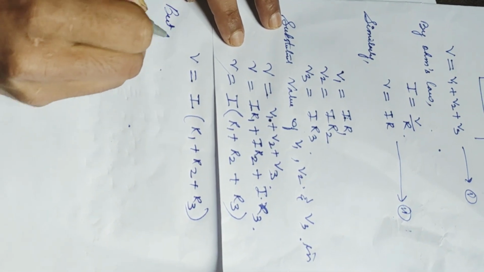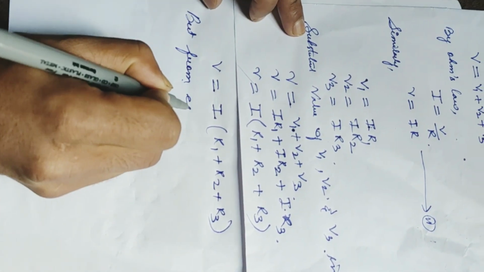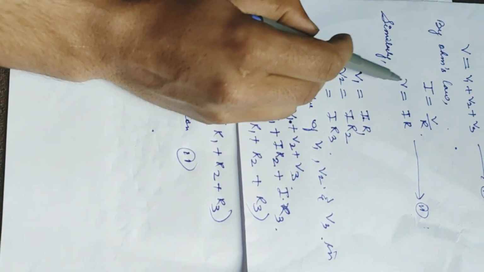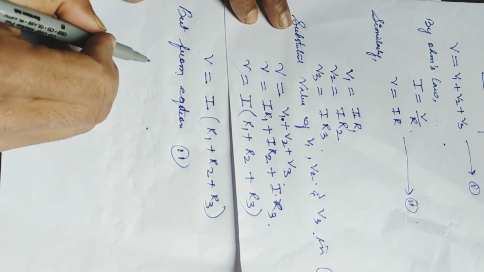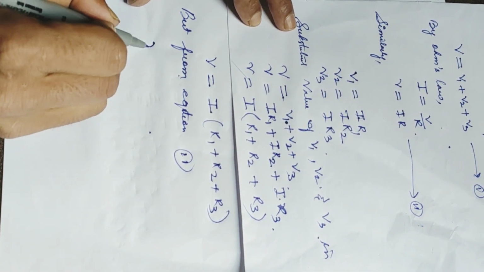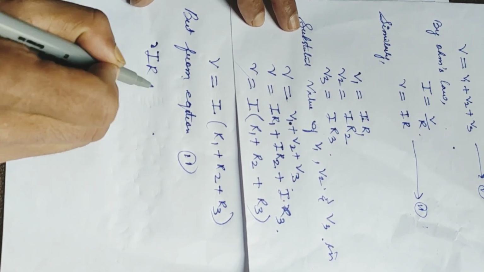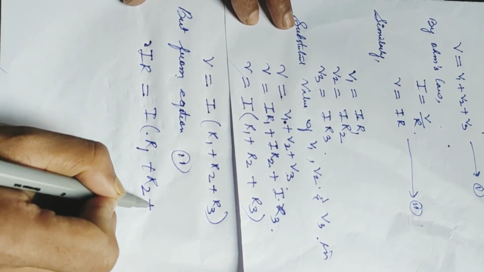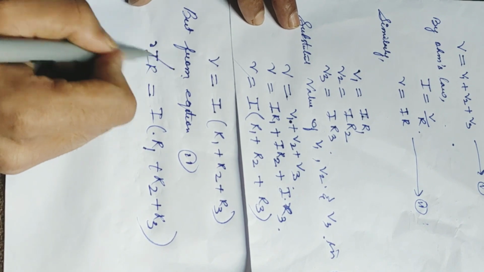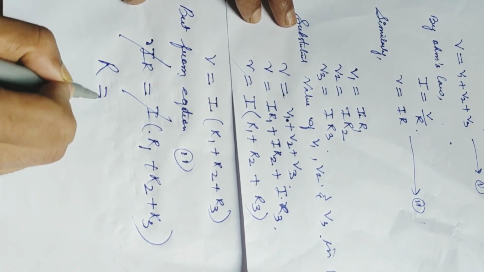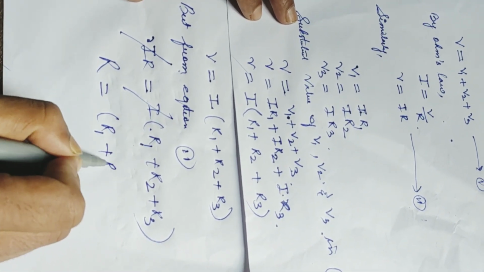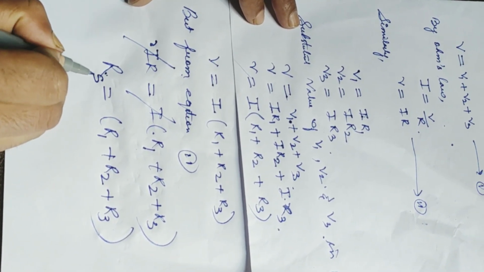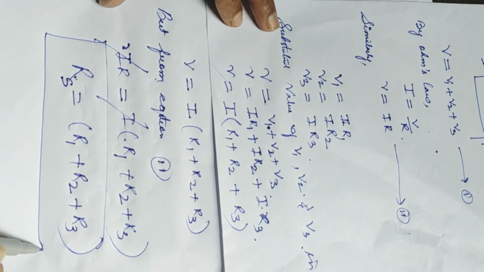But from equation 2, you can see the equation 2 here, V equal to IR. So in place of V, we will write IR equal to I R1 plus R2 plus R3. Then we can cancel I and I. So R equal to R1 plus R2 plus R3. So this we will write as equivalent resistance, S for series.